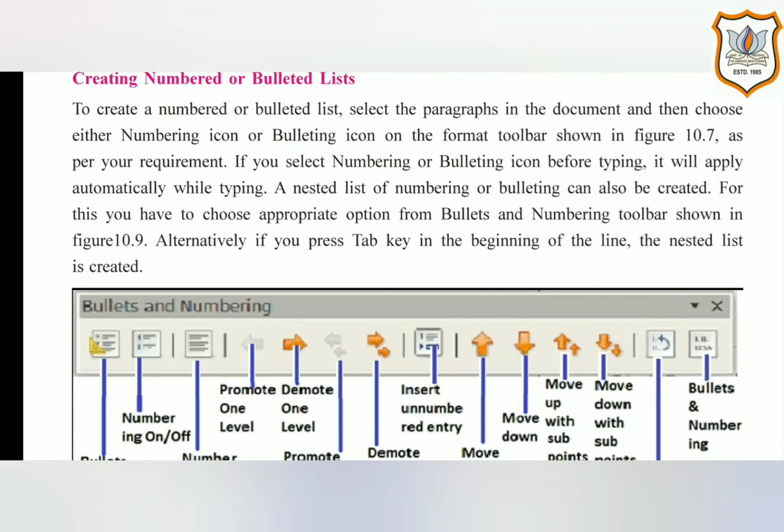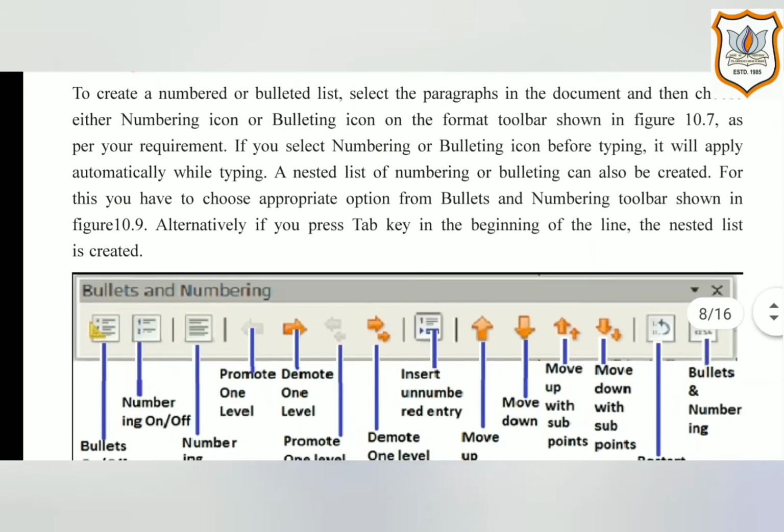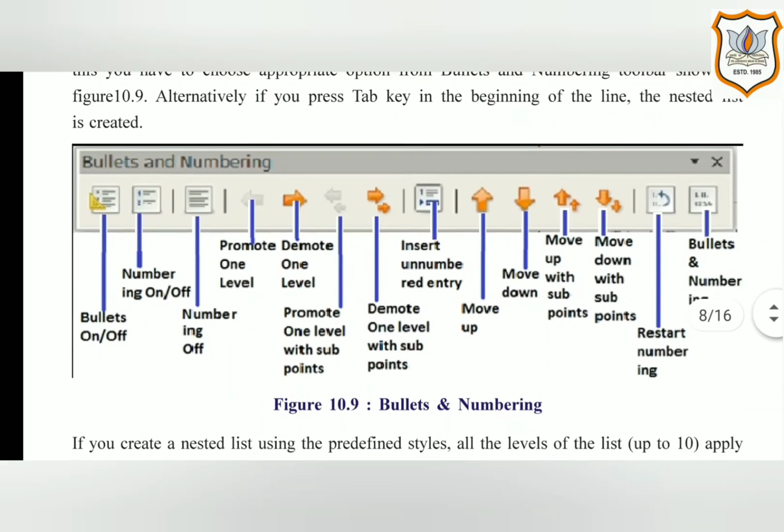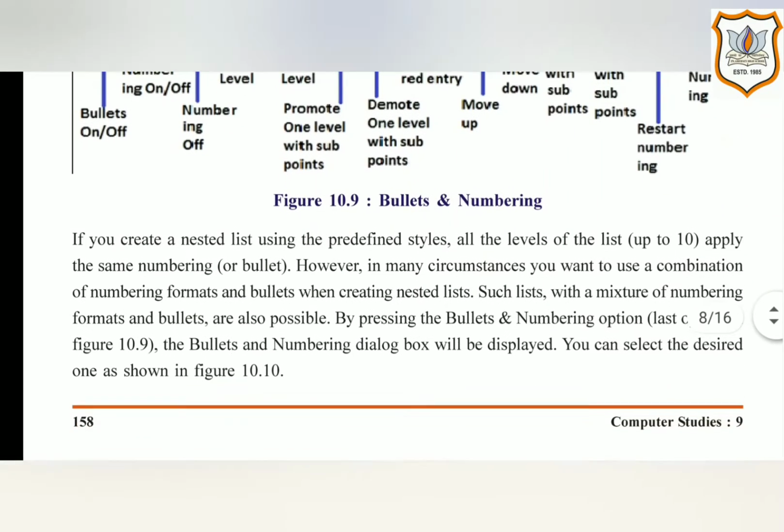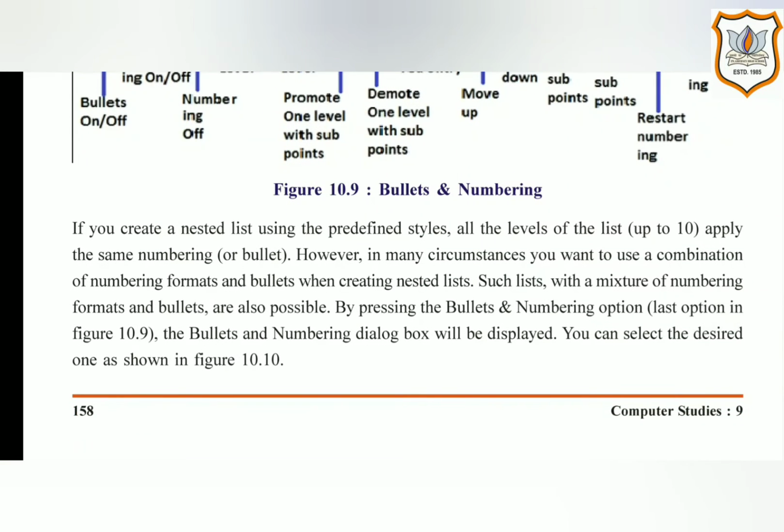For this, you have to choose the appropriate option from the bullets and numbering toolbar shown in figure 10.9. Alternatively, if you press the tab key at the beginning of the line, the nested list is created. You can see here bullet on off, numbering on off, numbering, promote one level, demote one level. These are a few of the icons we will discuss here.